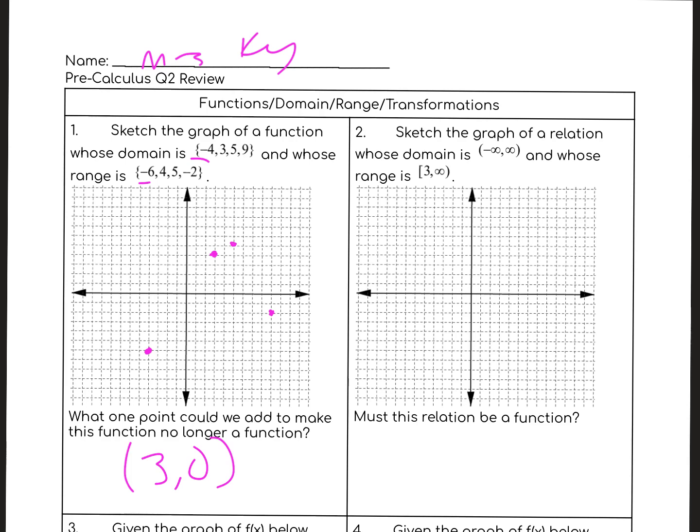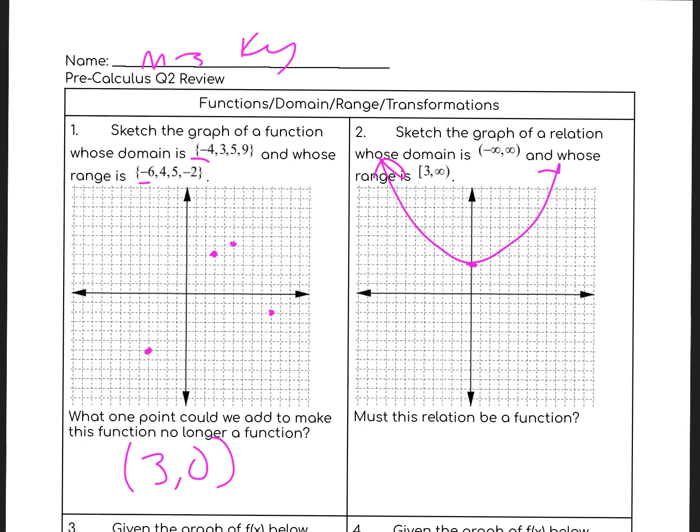Sketch the graph of a relation whose domain is -infinity to infinity and whose range is 3 to infinity. Okay, so I gotta go 3 to infinity. So that goes left and right, keeps going, and then starts at 3, goes up. Doesn't have to be the only answer, but that's a possibility. Must this relation be a function?